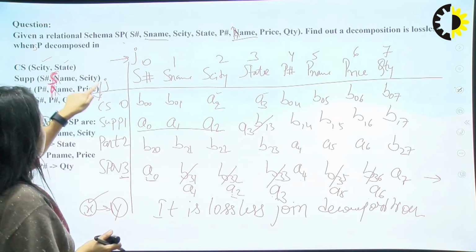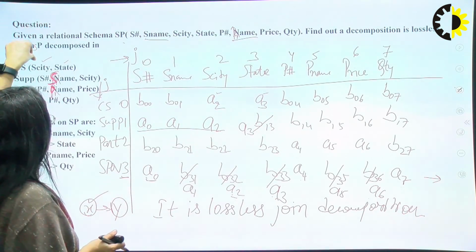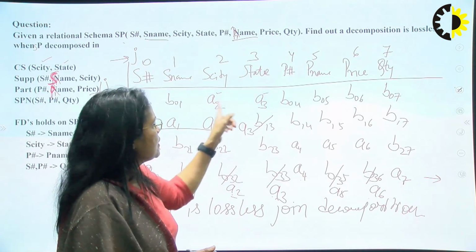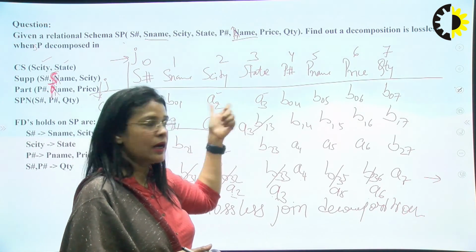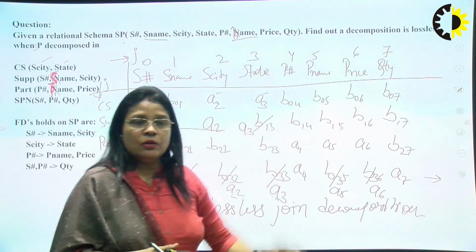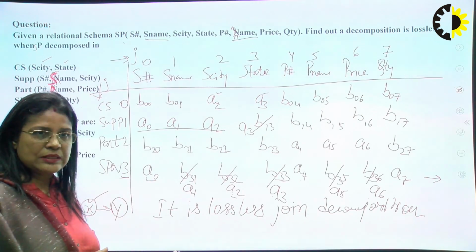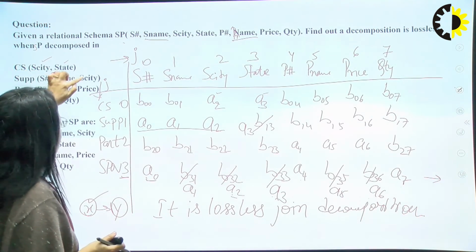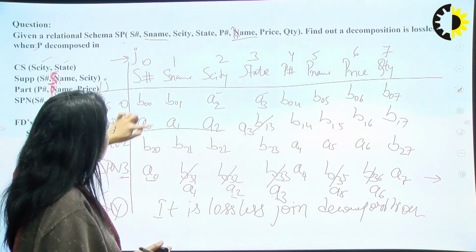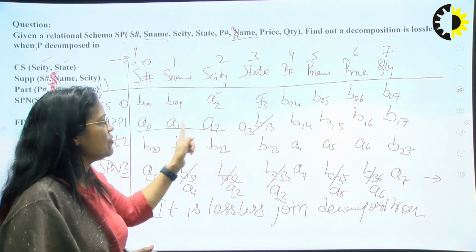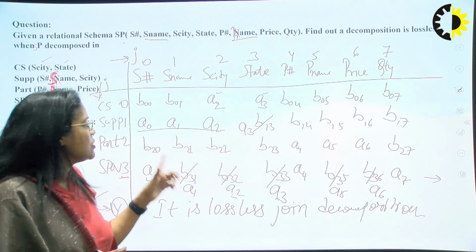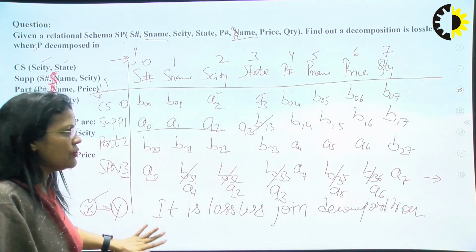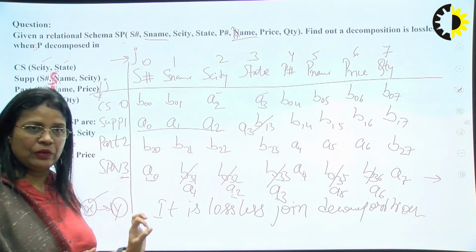In this relation, we can check that we have S city and S state. So wherever S city and S state are present, we fill with A's. All others are filled with B's with the proper suffix as per the rules. In this one, we can see S hash, S name, S city. These 3 are filled with A with the suffix of the column number. All others are filled with B. And similarly, we fill in all the A's and B's, right?